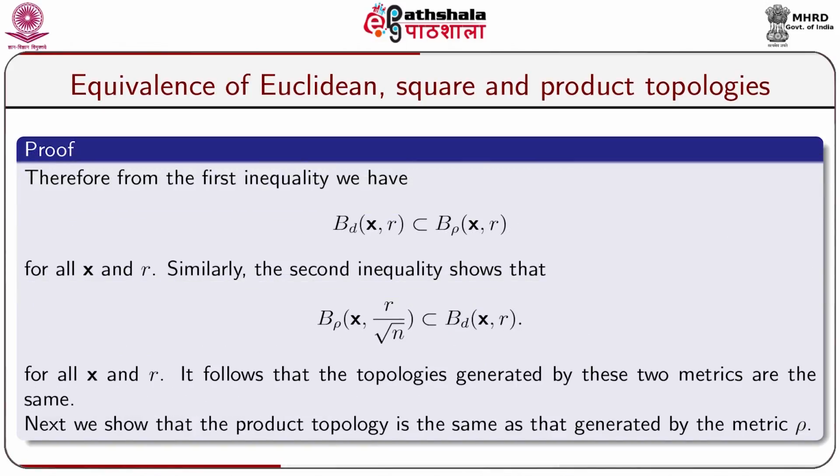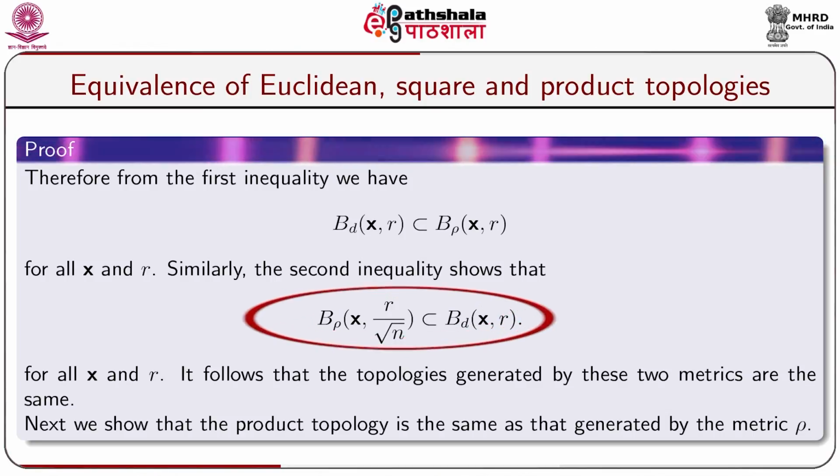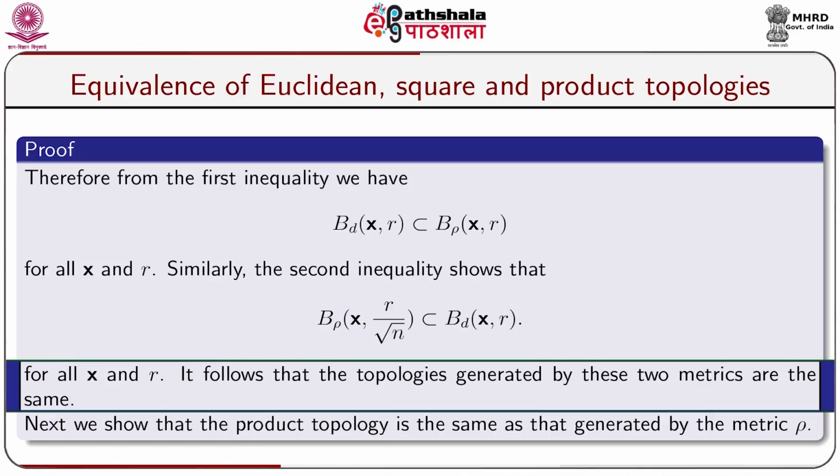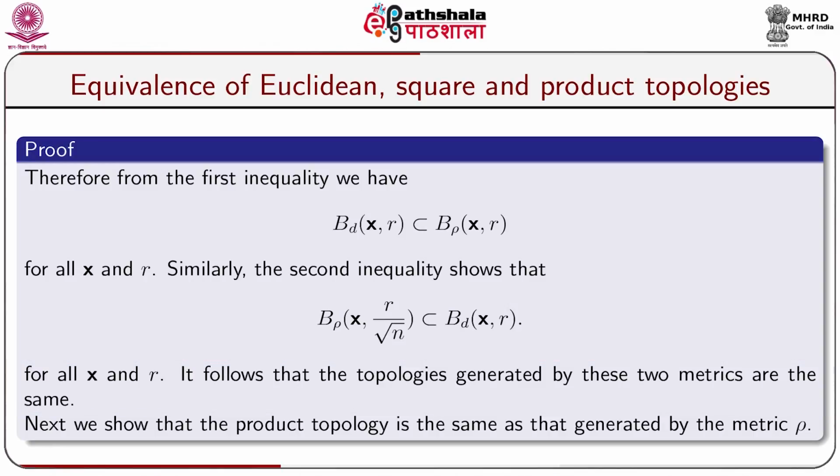Therefore, from the first inequality we have B_d(x, r) is a subset of B_rho(x, r) for all x belonging to R^n and r greater than 0. Similarly, the second inequality shows that B_rho(x, r/root n) is a subset of B_d(x, r) for all x and r. It follows that the topologies generated by these two metrics are the same. Next, we show that the product topology is the same as the topology generated by the metric rho.